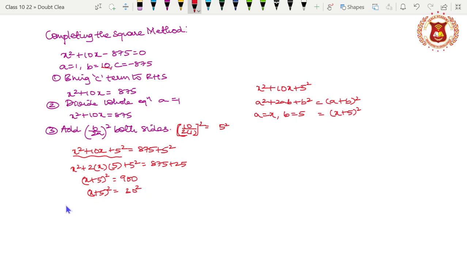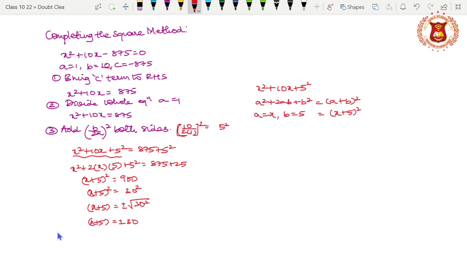The next step is very simple here. Take square root on both sides. I'll get x plus 5 is equal to plus or minus root of 30 square. Remember, since it's a quadratic equation, we need to have two solutions, maximum two solutions. That's why I write plus or minus here. If I don't write plus or minus, you'll get only one solution, right? Now x plus 5 is equal to plus or minus 30.